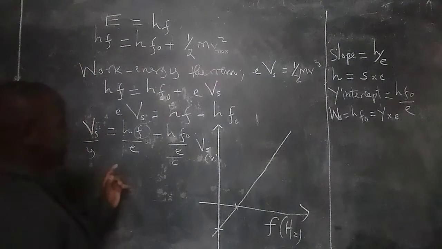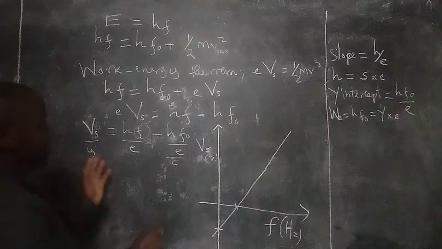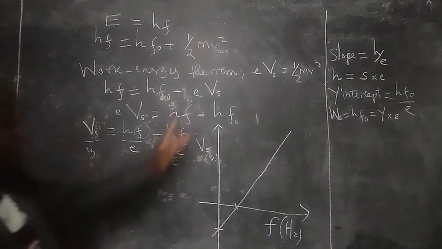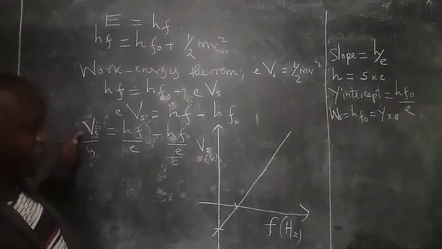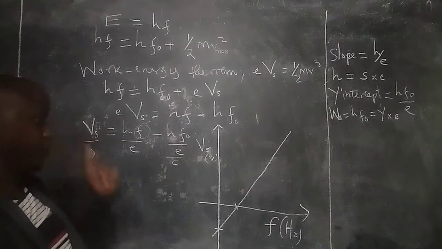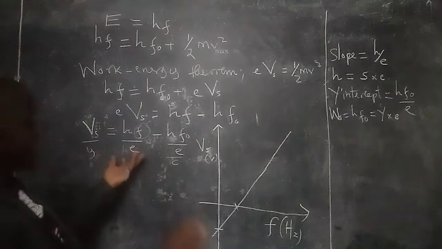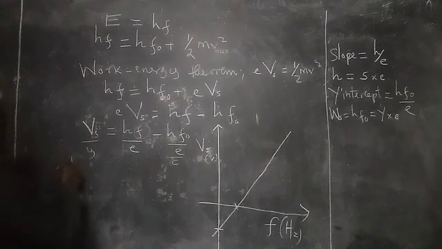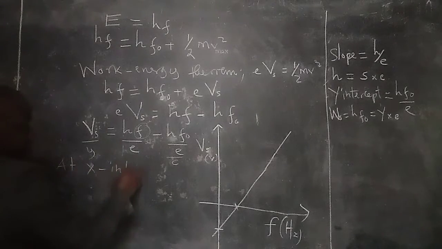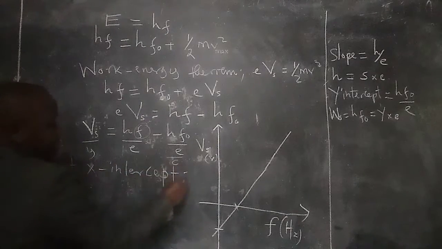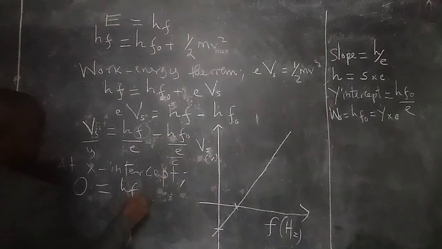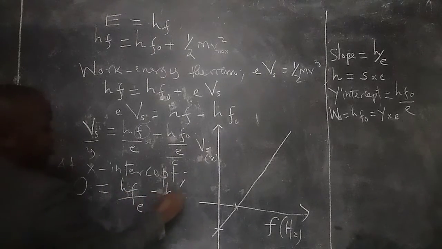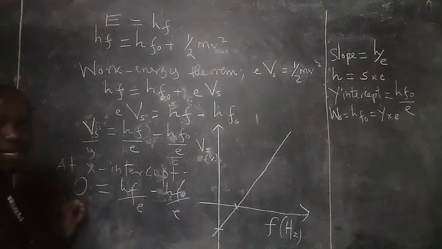the x-intercept, because we have Vs on the y-axis, then at the x-axis, potential is going to be 0. And because stopping potential is going to be 0, then we can now equate at the x-intercept. At the x-intercept, we are arguing that Vs equals 0. So we can say 0 equals hf divided by e minus hf naught divided by e again.